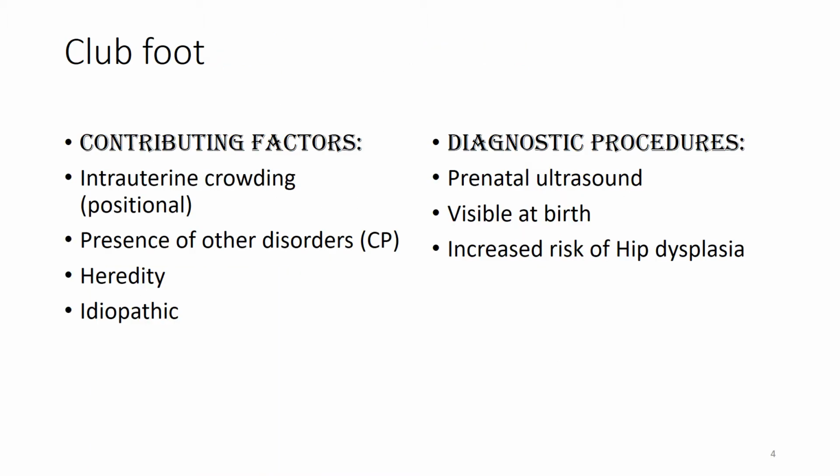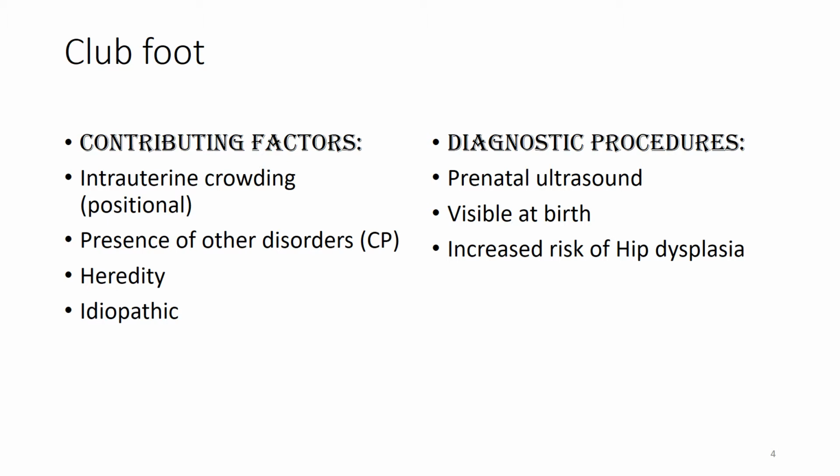Contributing factors is generally intrauterine crowding. It's just positional, how the baby's feet are laying in the uterus. It can be tacked on to other disorders, such as cerebral palsy. It can be hereditary, but more than half of the children have idiopathic clubfoot. It can be seen in prenatal ultrasound, and it's definitely visible at birth.